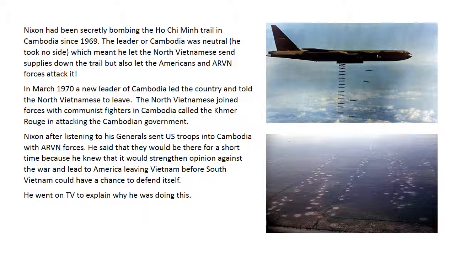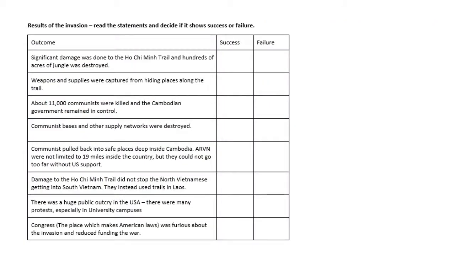Nixon, listening to his military, then sent American troops into Cambodia with armed forces, and he said it was going to be for a short period of time, because he knew it would be unpopular to be saying, I'm trying to get out of Vietnam, but I'm now invading another country. Eventually, he went on TV to explain why he was doing this. He was basically saying that this needed to happen for South Vietnam to have a chance to defend itself against the North. Otherwise, it was making South Vietnam fight with one hand tied behind its back.